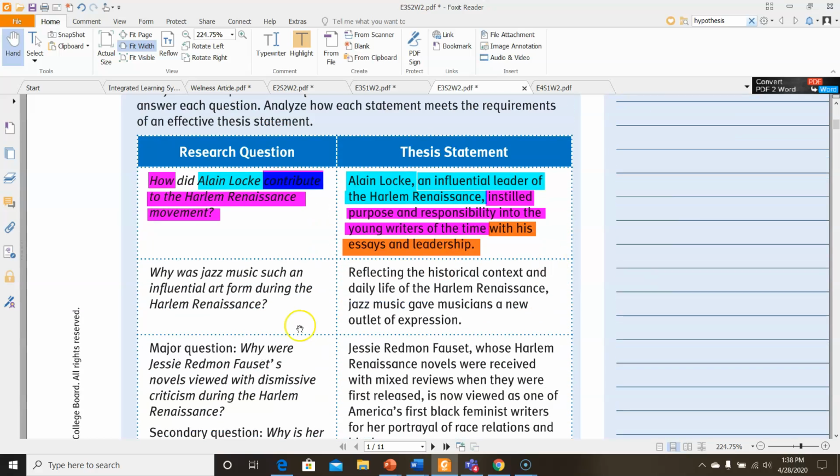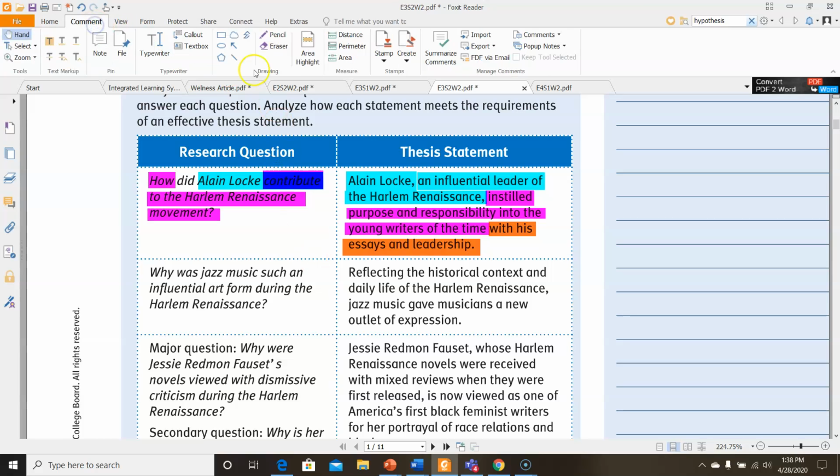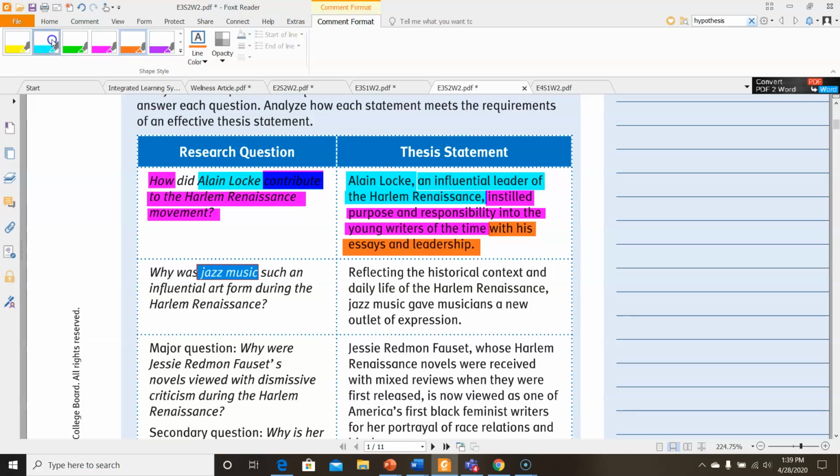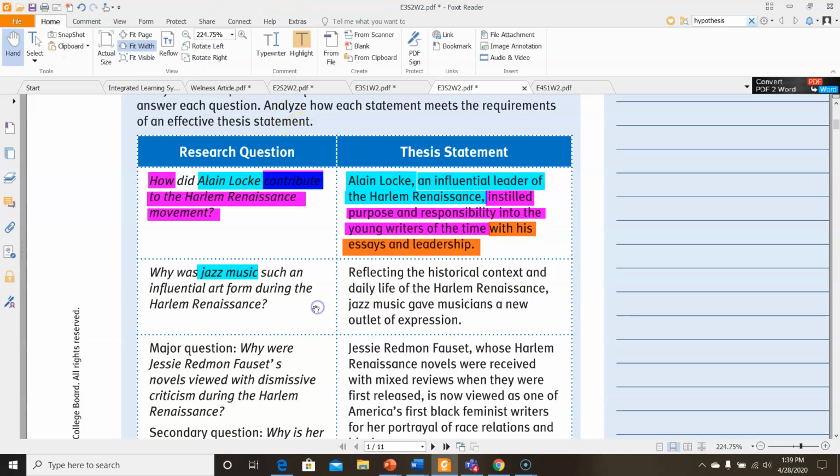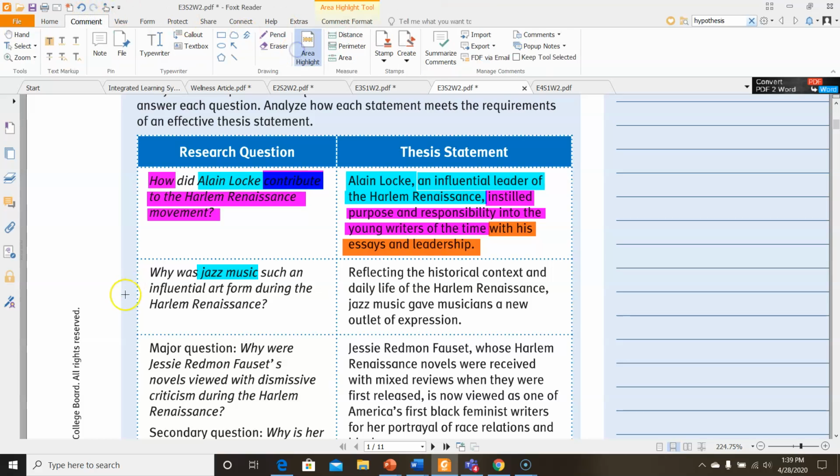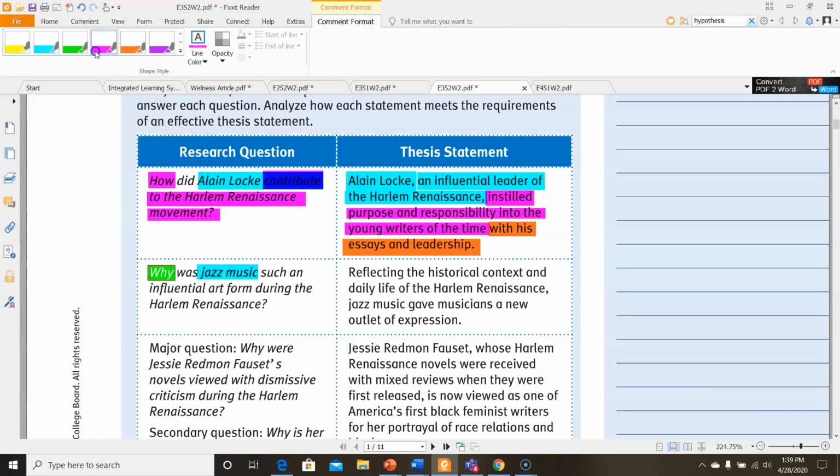So, why was jazz music such an influential art form during the Harlem Renaissance? Now I have the topic of jazz music, which I'm going to make teal for topic. Then I need my point. Well, my point is I need to explain why. I need to make it pink for point.